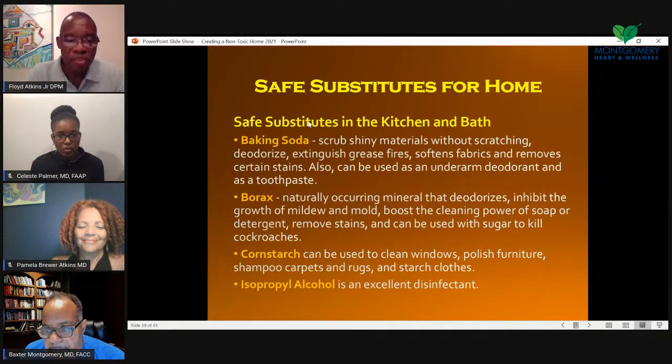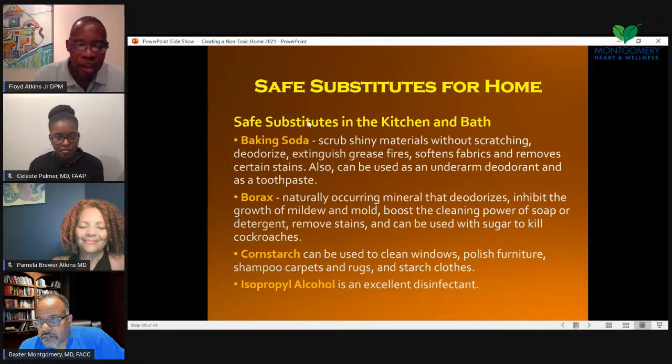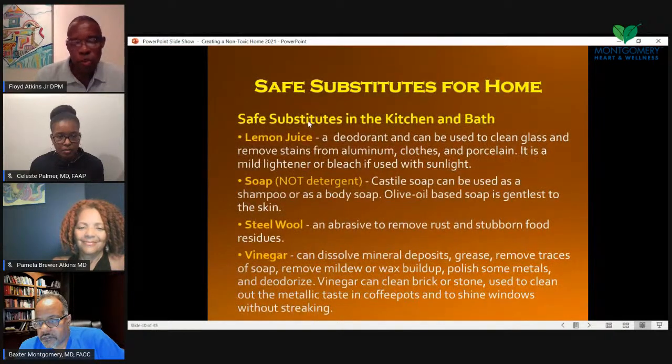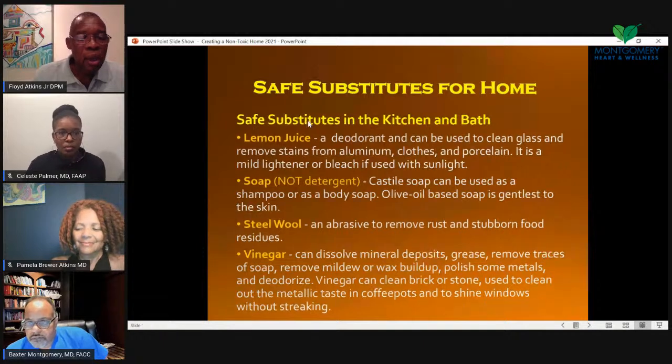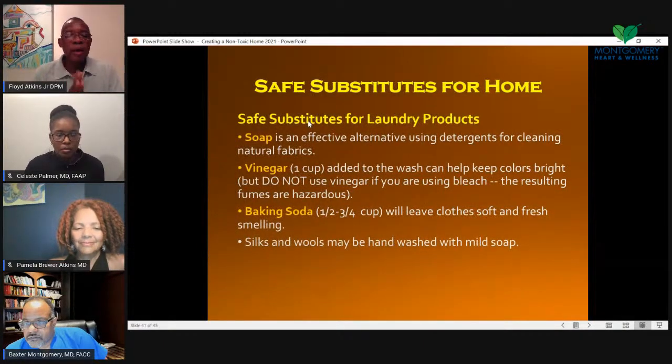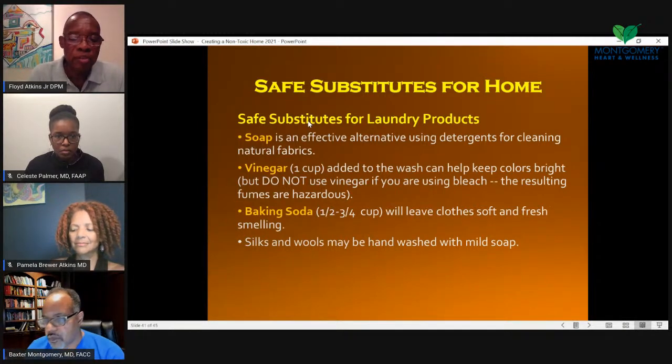Borax is a deodorizer, and it kills the growth of mildew and mold. It's a booster for cleaning and soap, and you can also mix it with sugar and use it as a pesticide. It kills cockroaches. For window cleaning and nail polish, there's isopropyl alcohol. Everywhere in the government now it recommends using 70% isopropyl alcohol for hand sanitizers. Lemon juice is great, and a lot of the audience knows these things. I could go into detail, but all this information is available on the websites we mentioned earlier. You can find safe substitutes, because for almost anything chemical, you can find a natural or less toxic substitute.